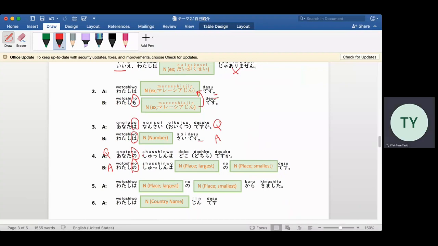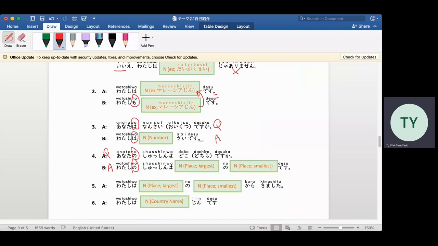So anata no shushin wa doko dochira desu ka? Watashi no shushin wa. You put a noun under the place category. In Japanese, you have to mention the largest first. Maybe you want to say the country name, followed by the state. Or if you don't want to mention the country, you put the state name, the largest, then no, followed by the smallest, maybe the city's name. Watashi no shushin wa Kurantan no Kotabaru desu.